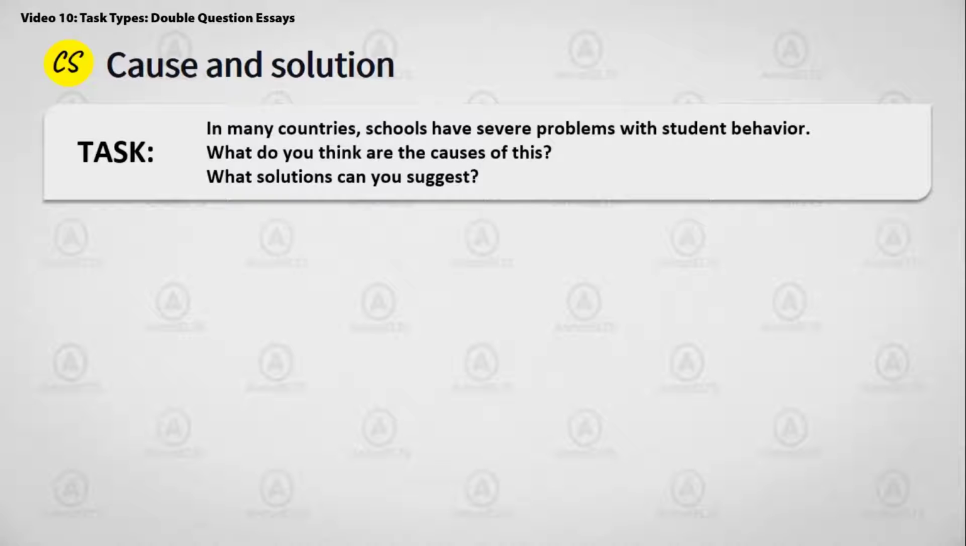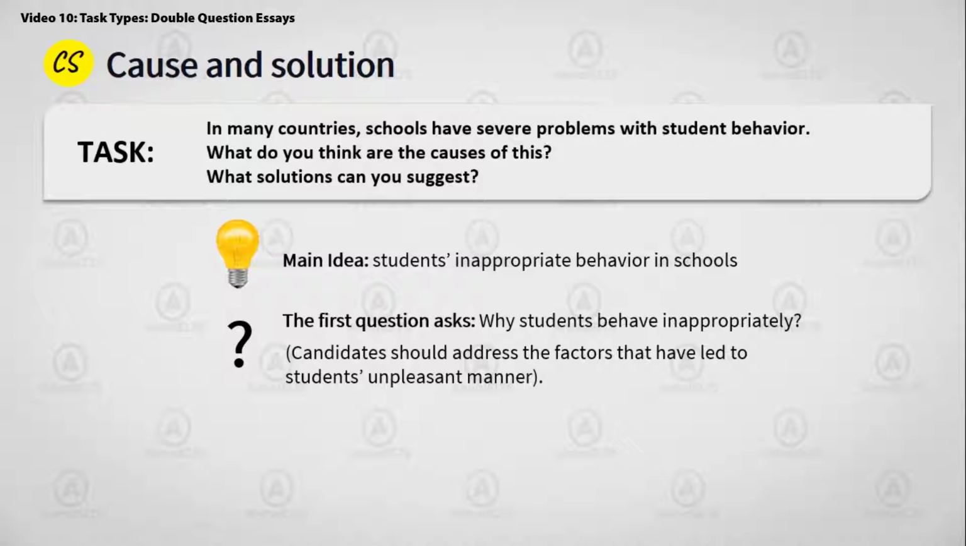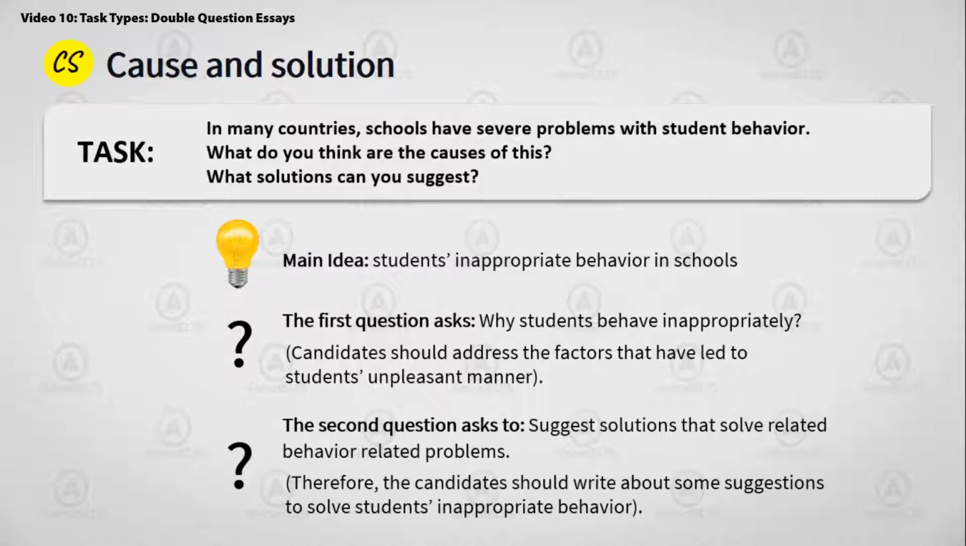In many countries, schools have severe problems with student behavior. What do you think are the causes of this? What solutions can you suggest? In this task, the main idea is the students' inappropriate behavior in the schools. The first question asks why students behave inappropriately. Candidates should address the factors that have led to students' unpleasant manner. The second question asks to suggest solutions that solve behavior-related problems. Therefore, the candidates should write about some suggestions to solve students' inappropriate behavior.